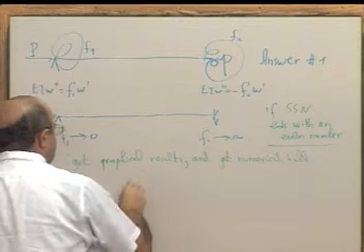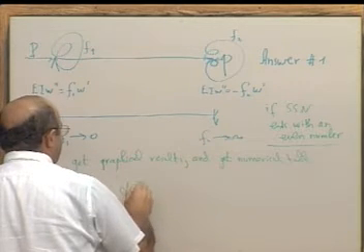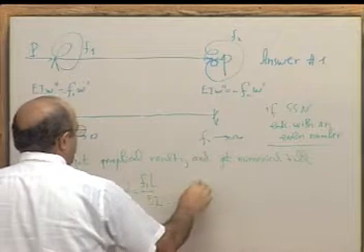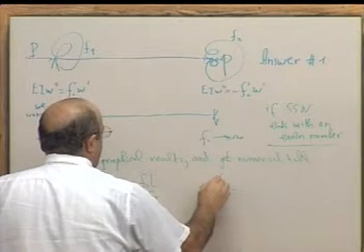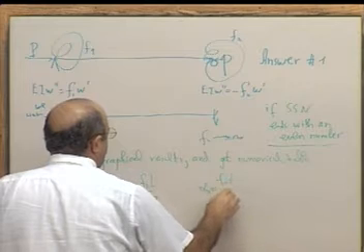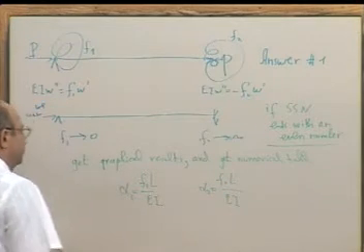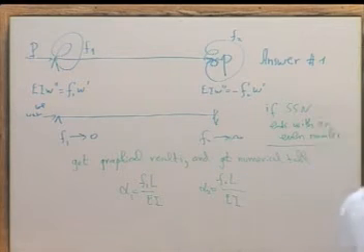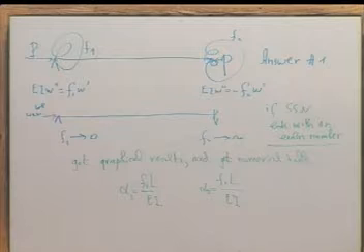Remember we introduced here, we should introduce what? Alpha 1 equals F1 L over EI. And here will be alpha 2 equals F2 L over EI. Here will be just alpha that equals F L over EI.